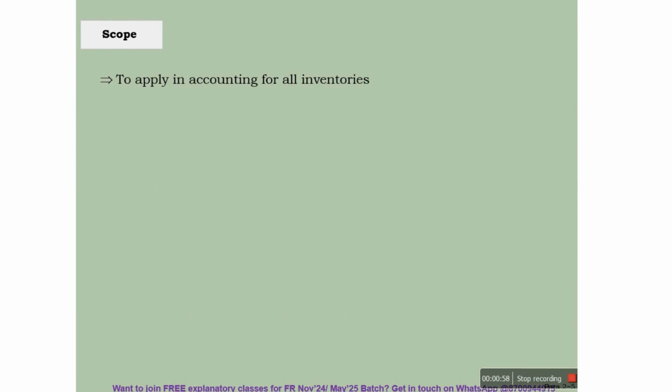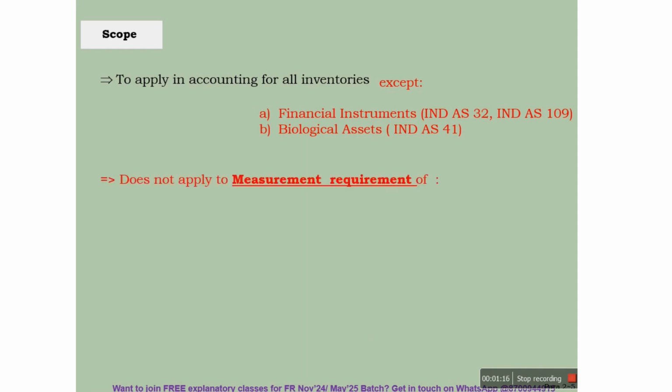This IND AS 2 is applied in accounting for all inventories except financial instruments and biological assets. These two categories of inventories are completely exempt from the requirements of IND AS 2. Apart from this, there are some limited exemptions in respect of the measurement requirements. And there are two categories.